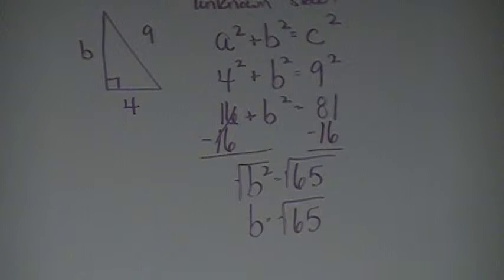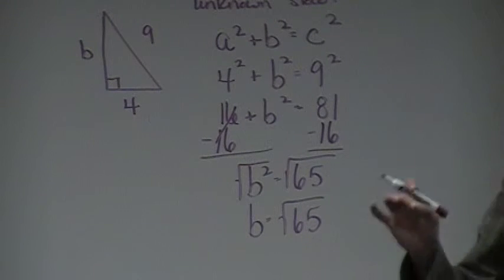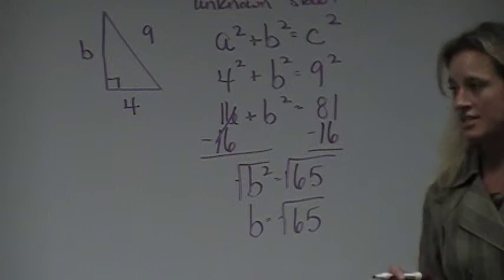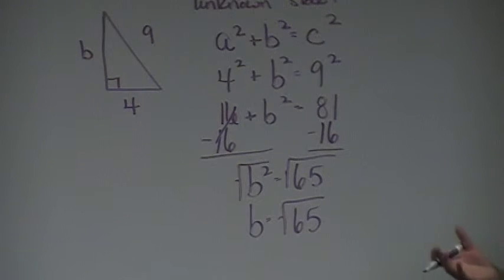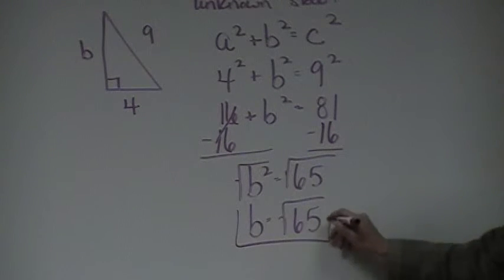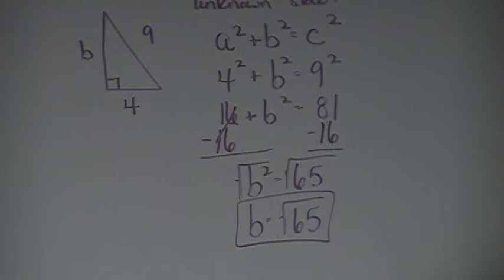This is when you should be looking at your factor sheet. Look at 65 and tell me, does it have any perfect square factors? No, it doesn't, does it? So therefore, is this radical simplified? Yes, it is, because one, it is not a perfect square, and two, it doesn't have any perfect square factors. So leave your answer as the square root of 65, unless they tell you to do otherwise. I want you to write your answers in simplified radical form, okay?